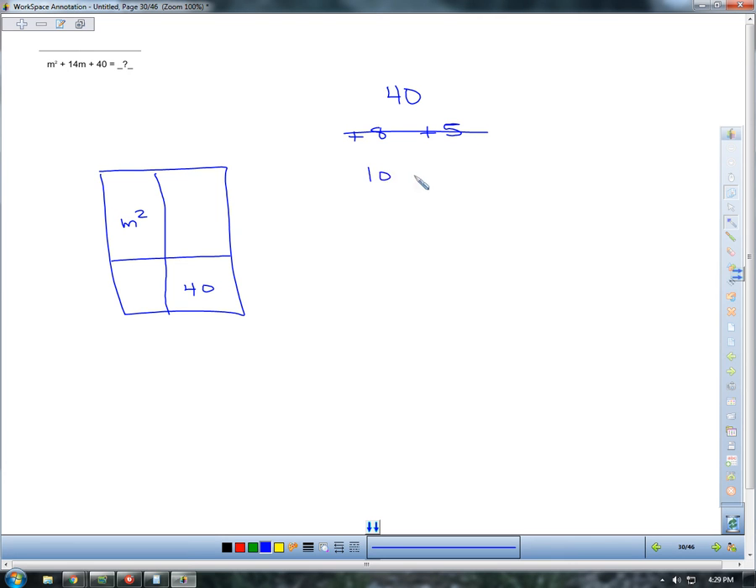What if I do 10 times 4? That's 14. Now I have 10m and 4m. M times m is m squared. 10m divided by m is 10. 4m divided by m is 4. So my answers are going to be m plus 10 and m plus 4. Okay?